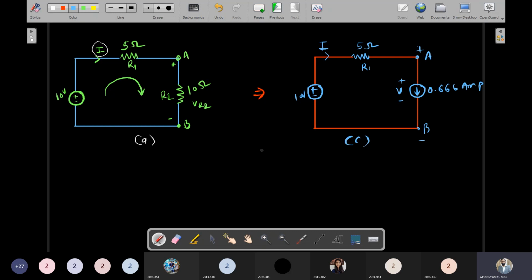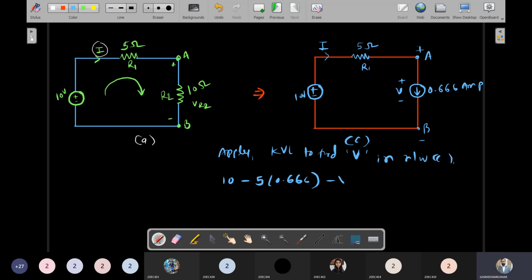So suppose this is a network C. Apply KVL to find this V. When you apply that, you can find V in network C. You can write 10 minus 5 into I, which is 0.666 ampere, minus V equal to 0. Try to find that. What are you getting?